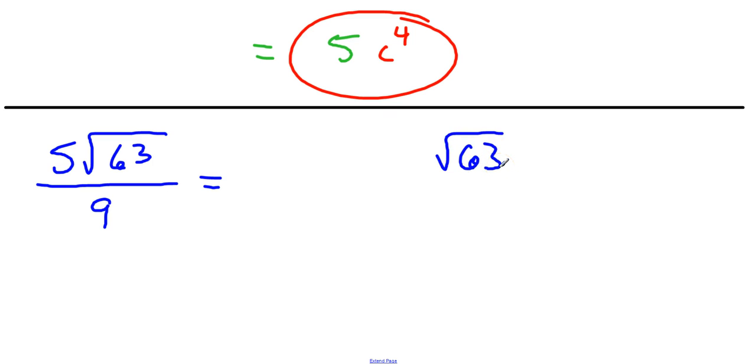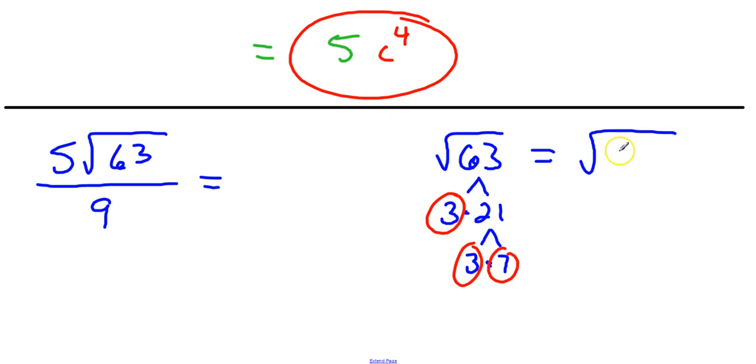If you take 63 and break it down, you can make it 3 times 21. 21, you can make it 3 times 7. And again, all those are prime numbers. So we take the square root of 63 and break it down. It's 3 times 3 times 7. There's your pair of 3's. So we can take that 3 out, and the 7 will stay on the inside.